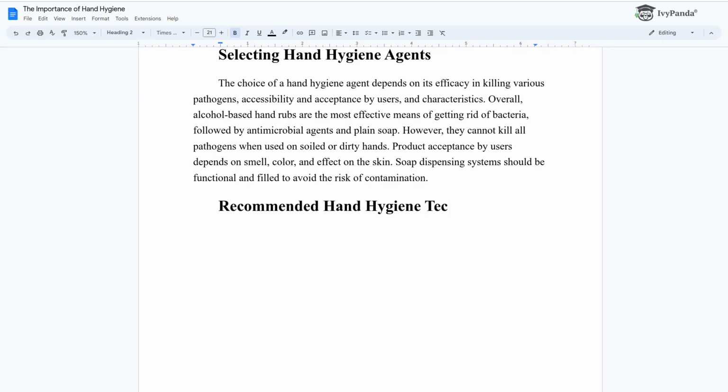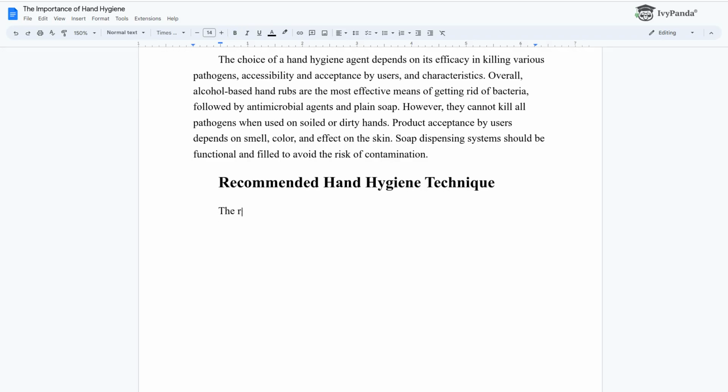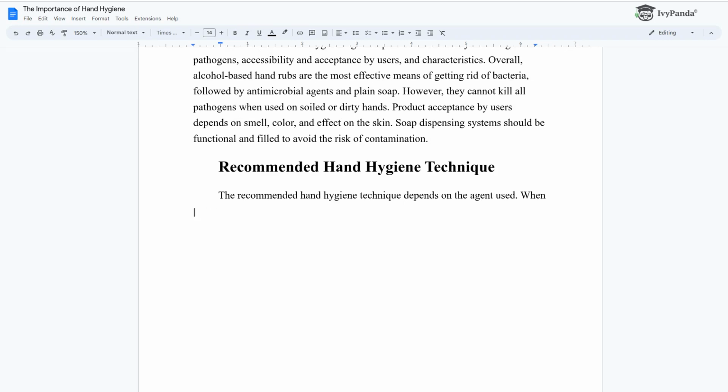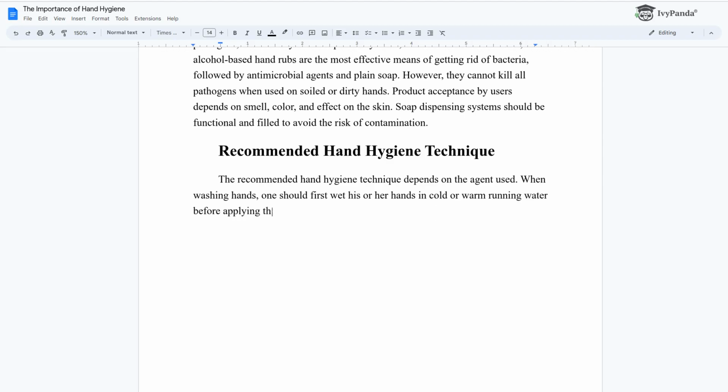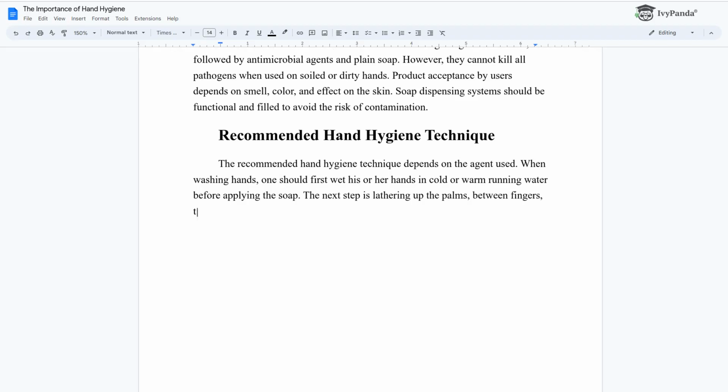Recommended hand hygiene technique. The recommended hand hygiene technique depends on the agent used. When washing hands, one should first wet his or her hands in cold or warm running water before applying the soap. The next step is lathering up the palms, between fingers, the knuckles, palms, and nails.